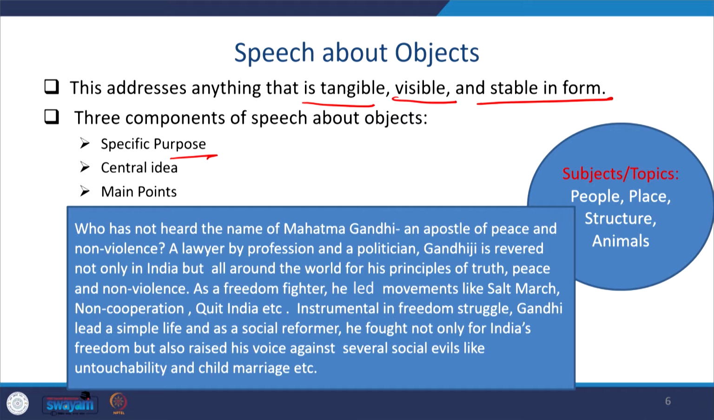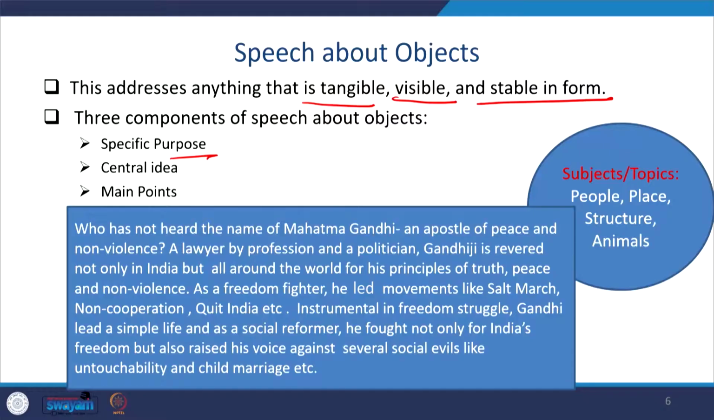And you must remember, as I mentioned in the previous lecture, that your speech should begin in such a way that it is captivating. Let us look at the beginning lines of this speech. Suppose a college-going student or a school-going student is to deliver a talk on Mahatma Gandhi. Now, how can he begin?